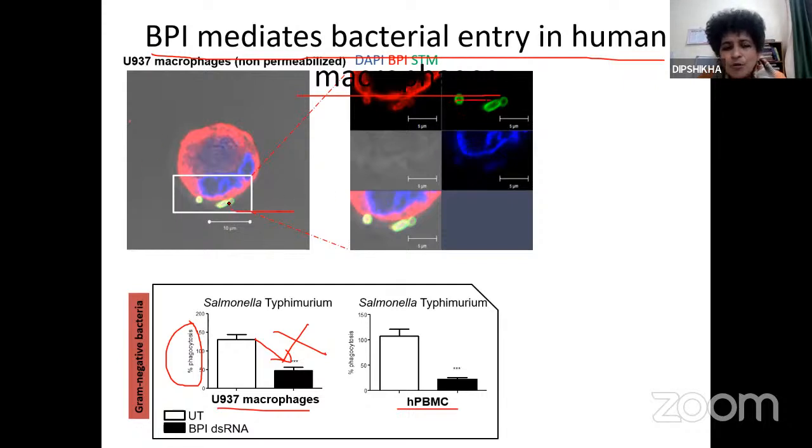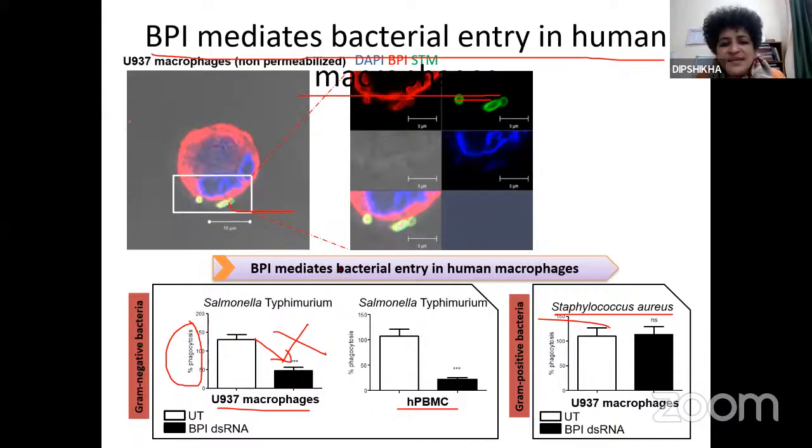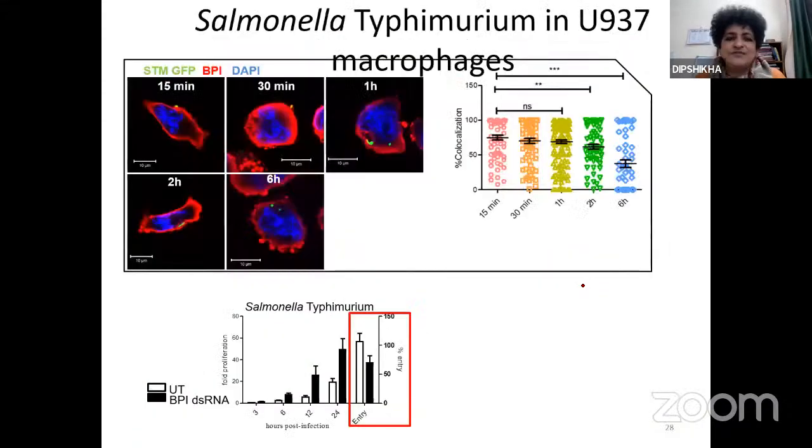Now, the moment you put the bacteria onto the cell, this bacteria interacts with the BPI, and the BPI allows it to undergo more internalization. Why it does, it is still a mystery. But it does, because the moment you downregulate it, you see that the percentage phagocytosis is somehow not very good. And the same thing does not work for Staphylococcus aureus, saying that indeed the role of the BPI is more to do with a gram negative infection and not with a gram positive infection. So it mediates the bacterial entry into the human macrophages.